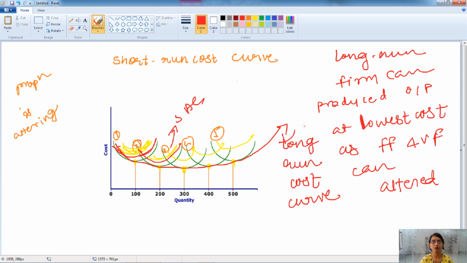So students, we have talked about the various types of cost curves, that is the marginal cost curve, average cost curve, the short run and the long run.